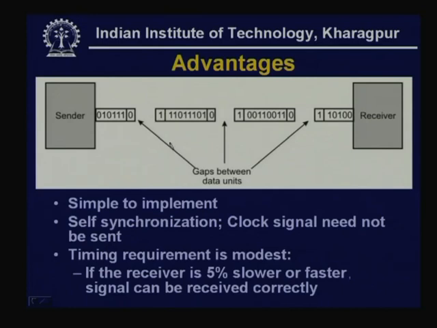Here it is shown how several characters have been sent from the sender to the receiver. Here you can see one character has been sent, then there is a gap, and that gap can be indefinite. It can be of any duration. Then another character is sent, then there is a gap, and then another character is sent, then there is a gap, and so on. It has been found that this technique is very simple to implement. That is why it is very widely used, and one important characteristic is that it is self synchronizing.